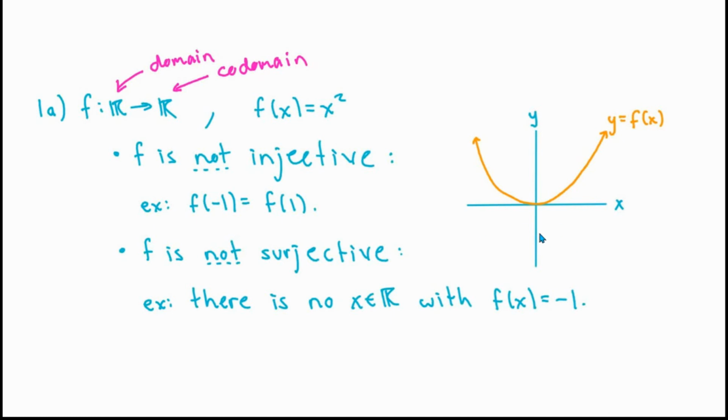Now, one thing which you might notice about this example is that I could have arranged for the function f to be surjective if I had restricted the codomain to be the set of non-negative real numbers. Similarly, if I wanted to try to make this function injective, then I could have accomplished this by restricting the domain of the function, for example, to be the non-negative real numbers.